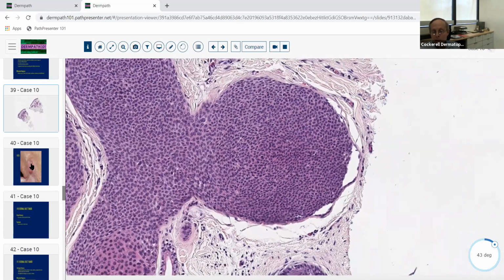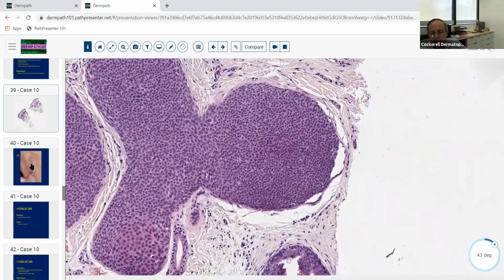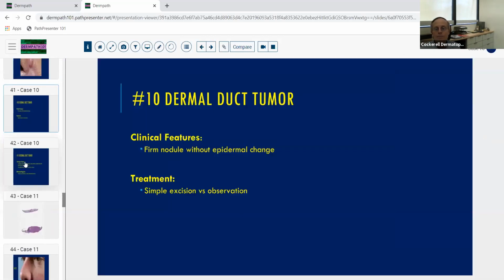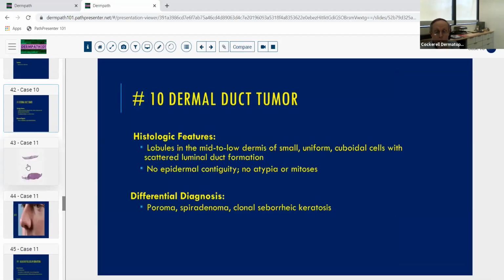So you look at some of them, clinically, nobody ever gets this. I mean, sending it as a rule-out basal cell or something like that, so they're nondescript. Firm nodule, they're not painful, so it's not one of the painful tumors. So just remember, basically, poroid lesion in the dermis, no epidermal contiguity, think of dermal duct tumor.